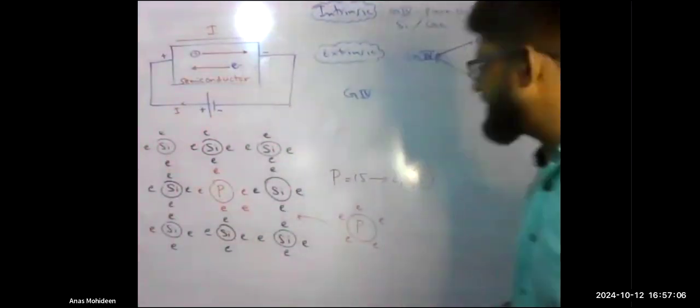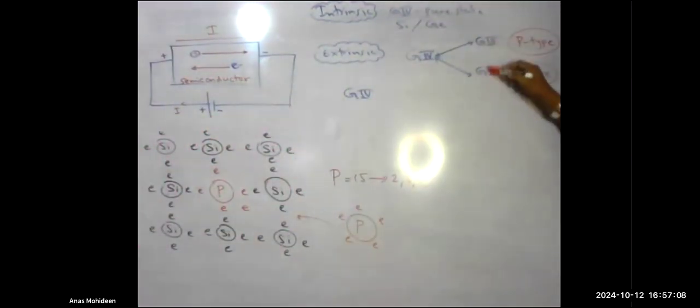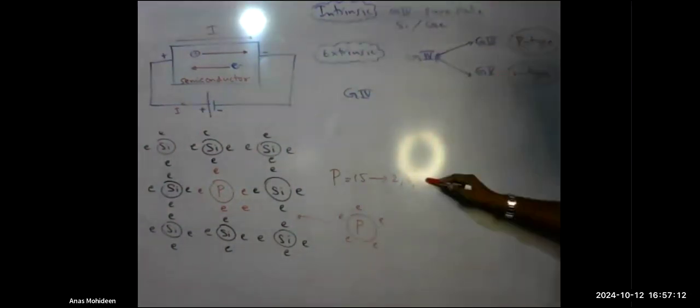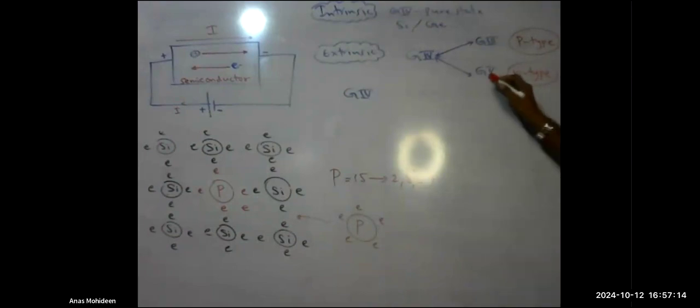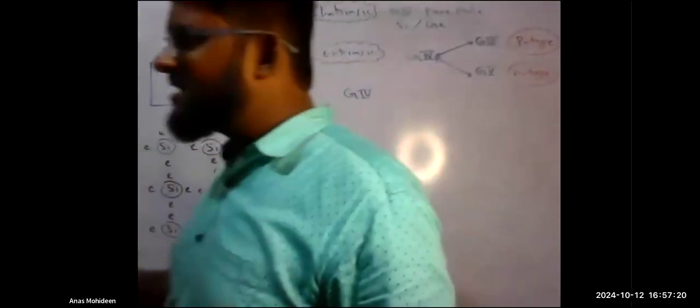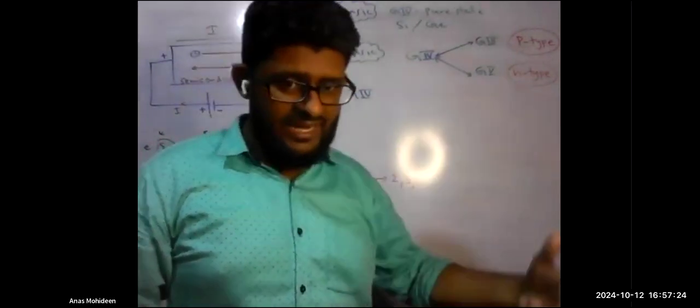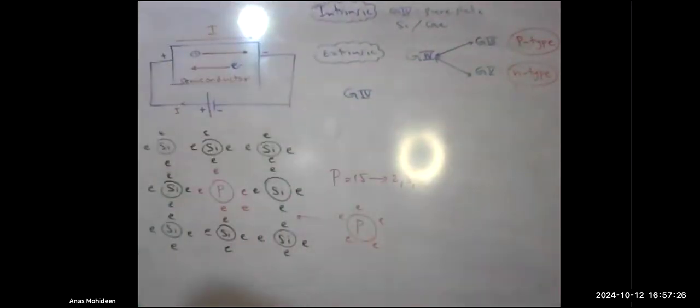Now, who are the ones to donate electrons among these two? Is it group 3 or group 5? Group 5, because group 5 have 5 electrons in the outer shell. So these ones, when they are combining with silicon, they donate electrons.